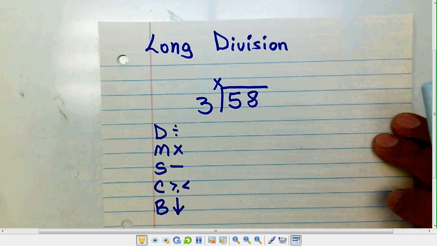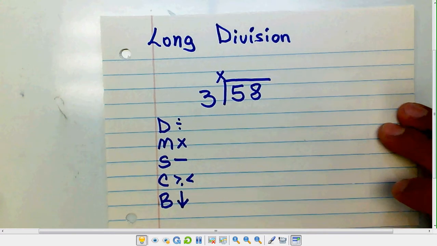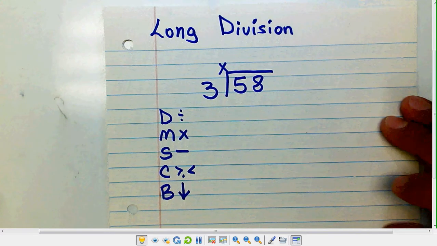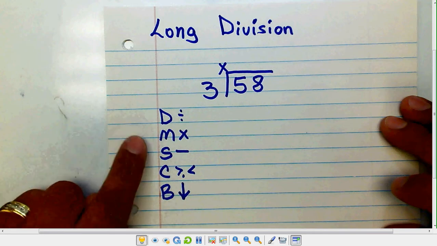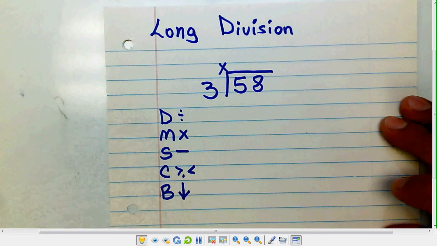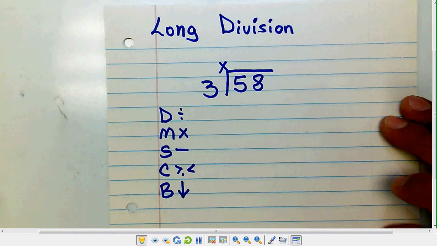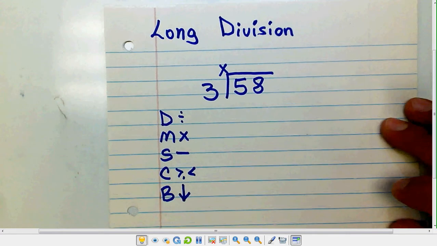All right, so we have 58 divided by 3. Now these are the steps to the long division process. Drive my super cool buggy. You could use, does McDonald's sell cheeseburgers? Doesn't matter. Find something that works for you.